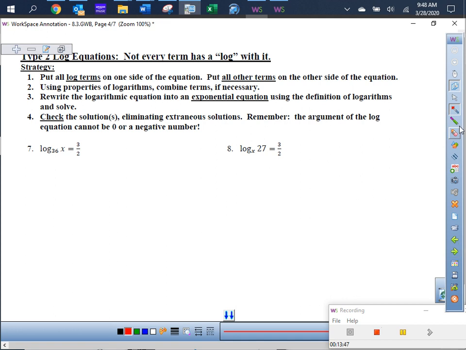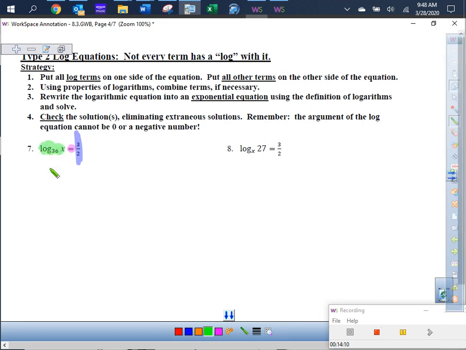These are definitely logarithmic equations. You can see the equal sign, and it's got a log with it, but not every term has a log with it. Here's a term over here. So you've got your equation in pink. You've got a term right there, 3/2 in blue, and this term in green has a log with it, log base 36, but the blue one doesn't. So what's our move?